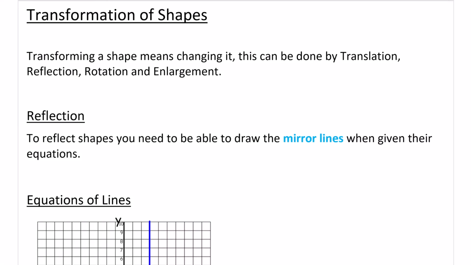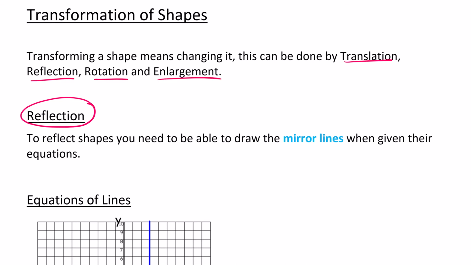In this video, I'm going to go through transformation of shapes and I'm going to focus on reflection. So transforming shapes means changing the shape. This can be done by translation, which means moving a shape, reflection, rotation, or enlargement. To reflect a shape, you need to be able to draw the mirror lines when given their equations.